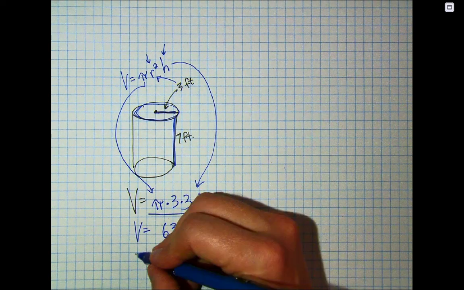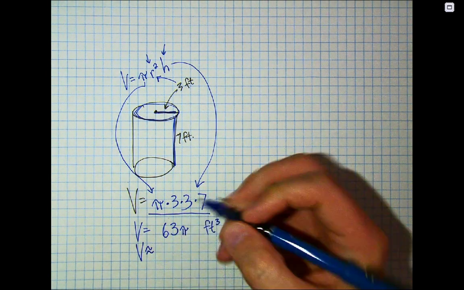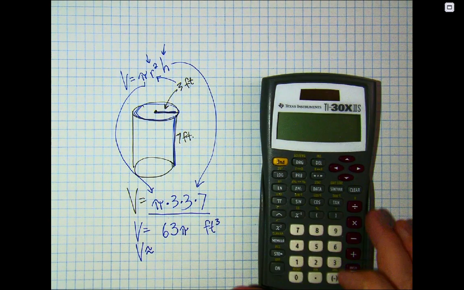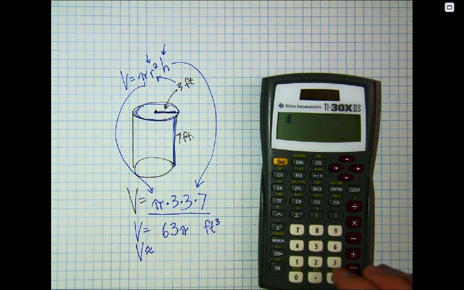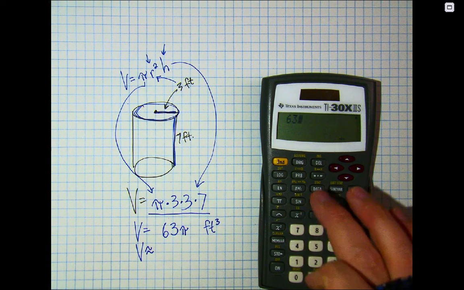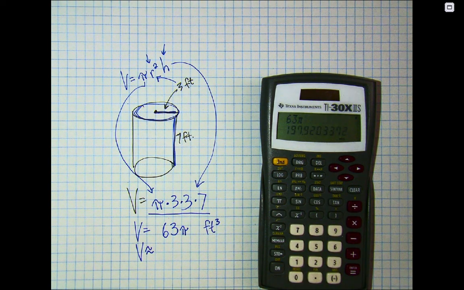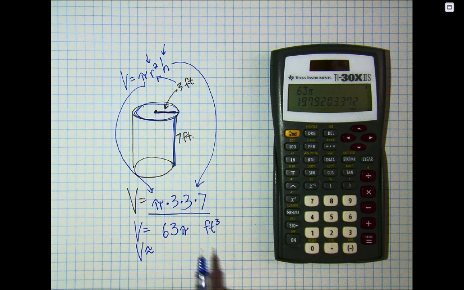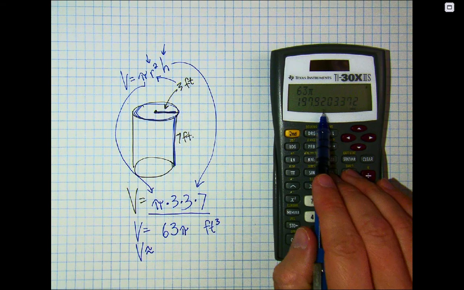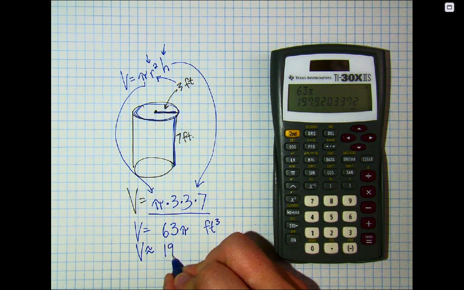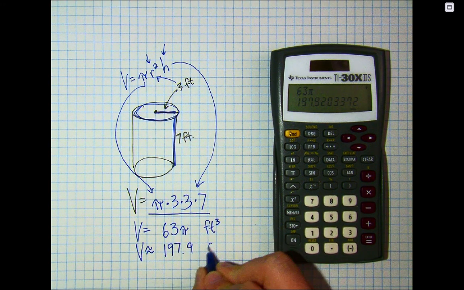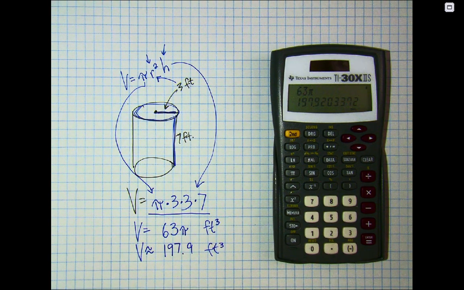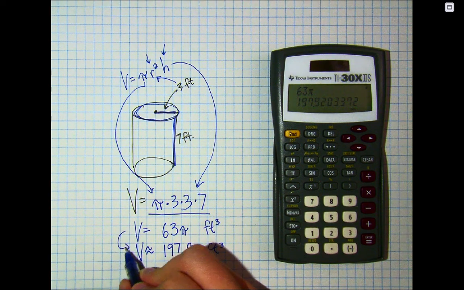or we could use our calculator to find out exactly what that comes out to. So if I do 63 times pi, the approximate volume of this, and I say approximate because we're going to have to round, right, is about 197.9 cubic feet. And you can give your answer either way.